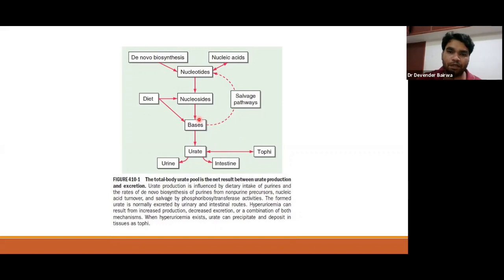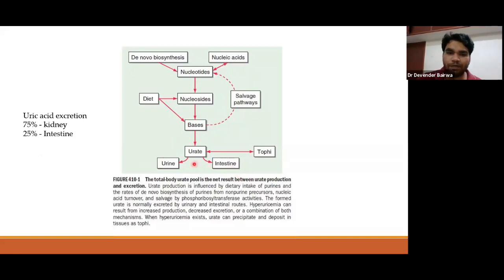That can happen. Suppose it is not happening, then all this will undergo multiple reactions and form urate, uric acid or urate, you can say. Then this uric acid has to be excreted. So generally there are two routes of excretion. One is urine, one is intestine. The common route is your kidney. 75% of uric acid formed in the body daily is excreted by the kidney, and 20 to 25% is excreted via the intestine.